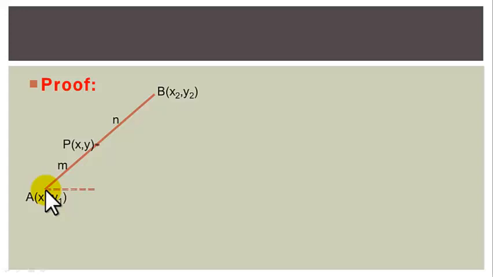First, we draw a horizontal line through A and a vertical line through P. You can see these two lines meet at right angle at this point. We name that point C. Clearly, triangle APC is a right angle triangle with side AC, x minus x1, and side PC, y minus y1.